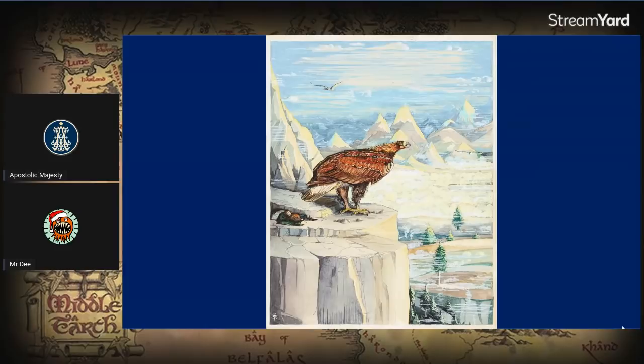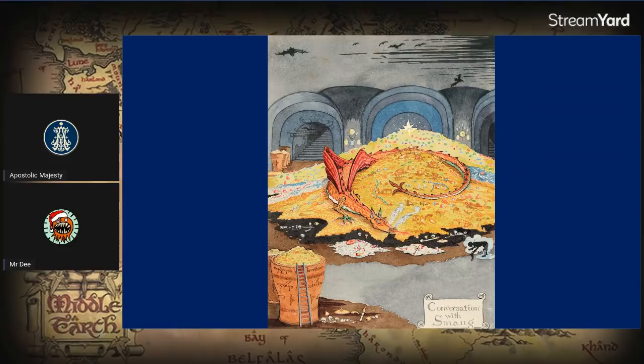And of course, here we have one of the most famous illustrations of Smaug. I think I have a copy of that somewhere. I should know. But anyway, obviously, this is one of the most iconic images, from The Hobbit, if you're not familiar with the films.